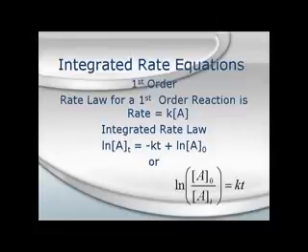Now, a form that's more useful to us than that is also given to you here. It's the natural log of the ratio of the initial concentration of A over the concentration at whatever time we choose, is equal to the rate constant k times time.